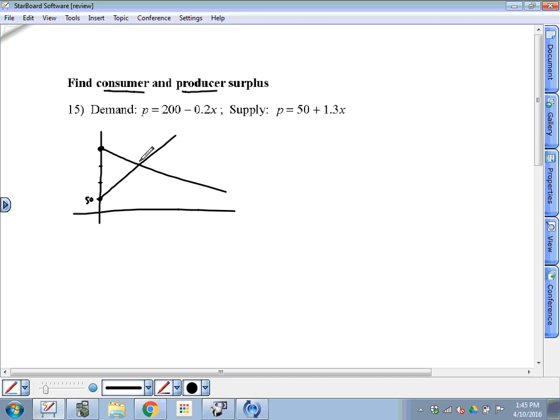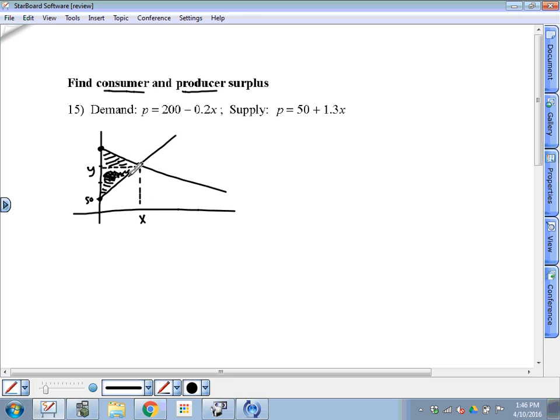So, what we need to find is what's called this equilibrium point here. The area above the y value of the equilibrium point, that's called the consumer surplus. The area below the y value of the equilibrium point, but above the supply function, that's called the producer surplus. So we need to find each of these areas. So the first step is to find this equilibrium point.